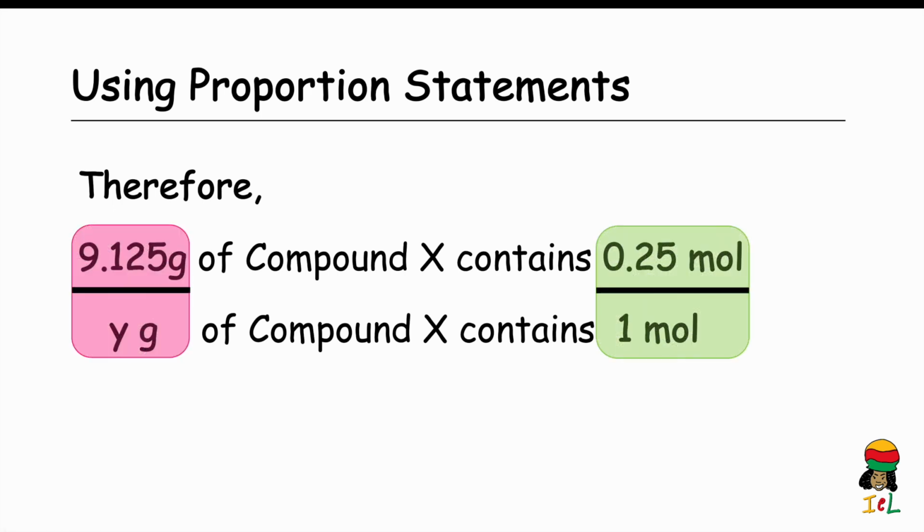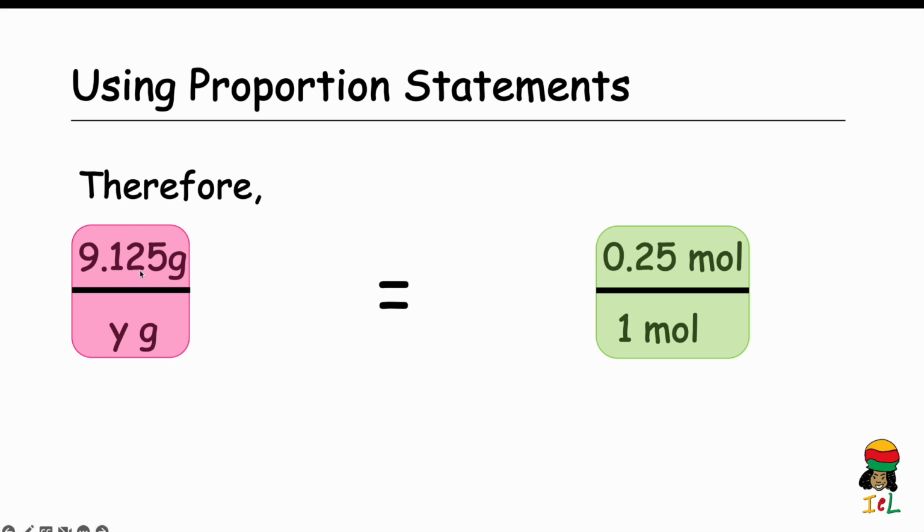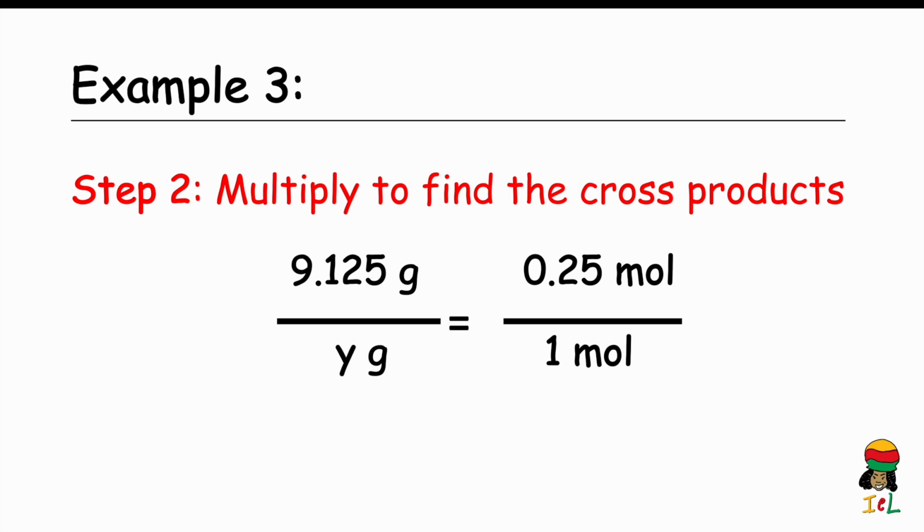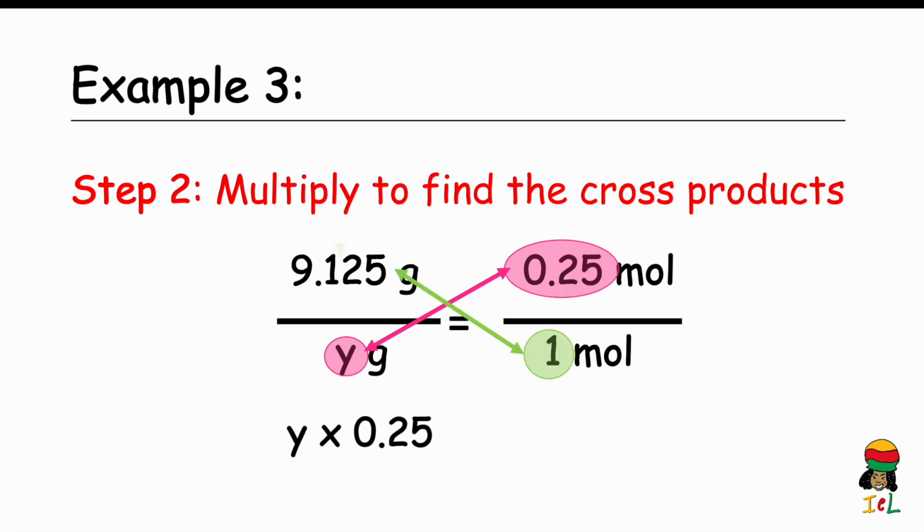So now we create our ratios, where we have 9.125 grams divided by Y grams is now equal to 0.25 mole divided by 1 mole. And from this point, we're then going to multiply to find the cross products. And as we mentioned before, we start with the unknown. So here we have Y times 0.25 is equal to 1 times 9.125.